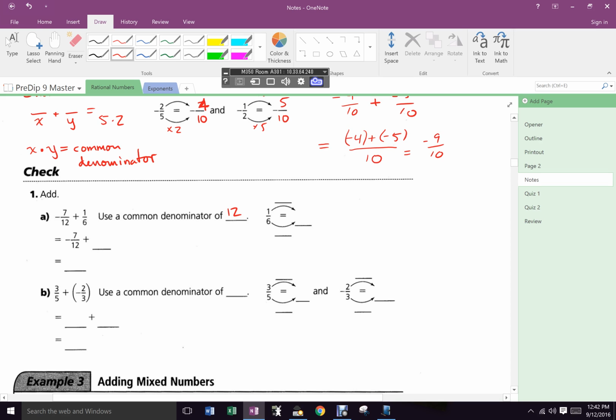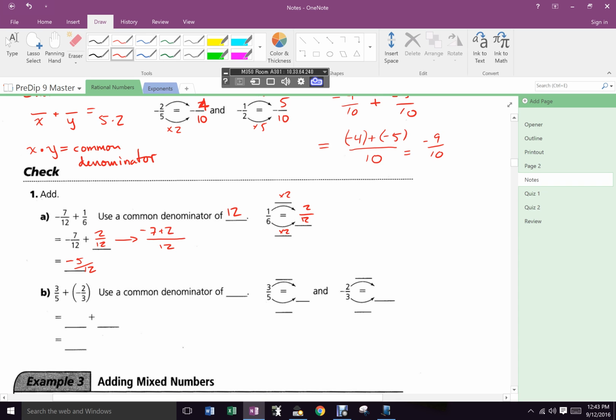12 doesn't need to change. I only need to change 6. So we know it's times 2. 2 twelfths. And what's my final answer? We know that we're going to write this as a single denominator, negative 7 plus 2. So what is it? Negative 7 twelfths plus 2 is negative 5 twelfths. Everybody good?